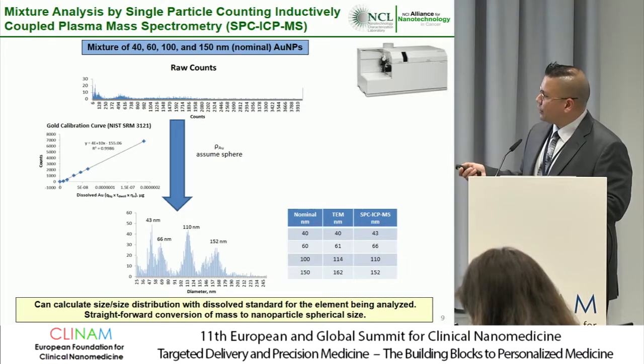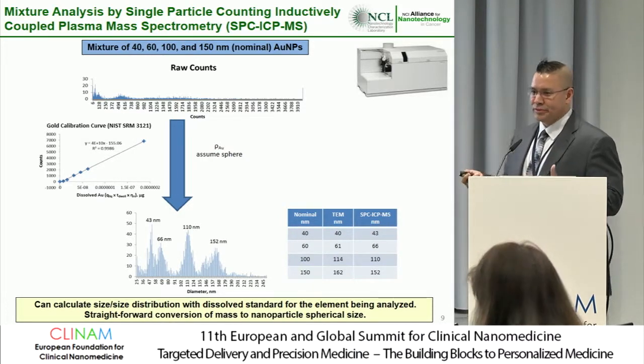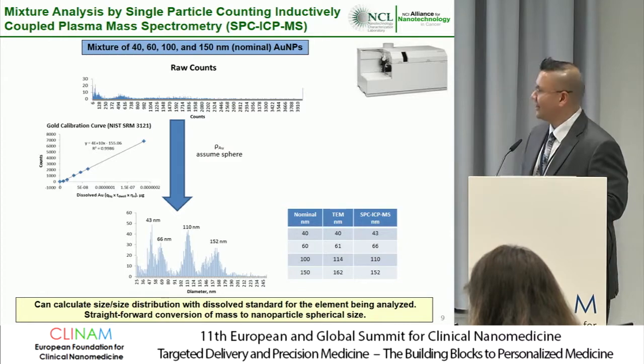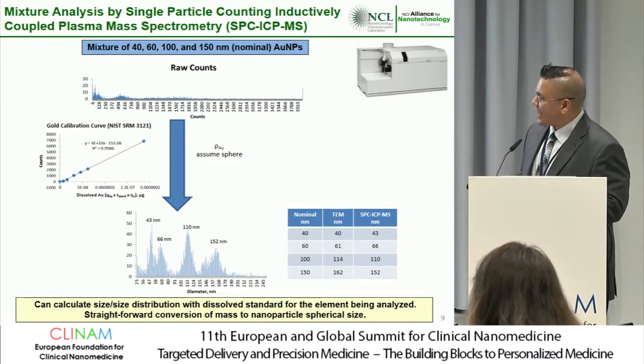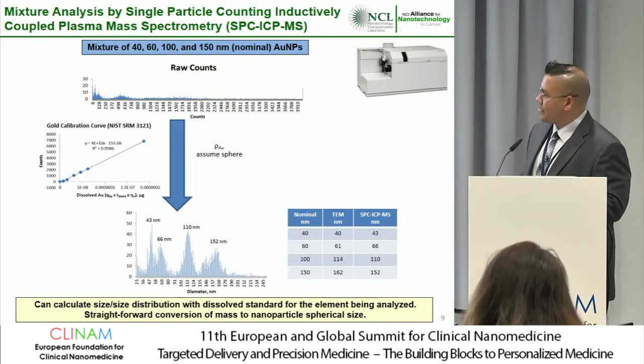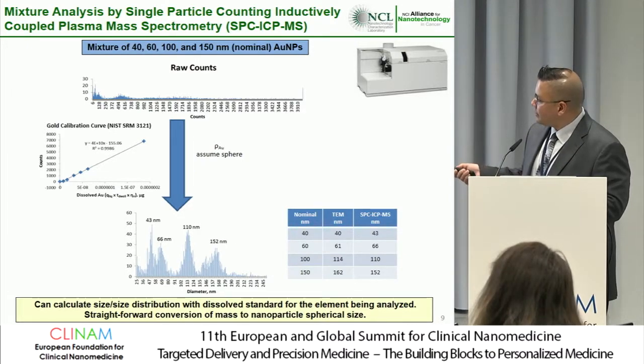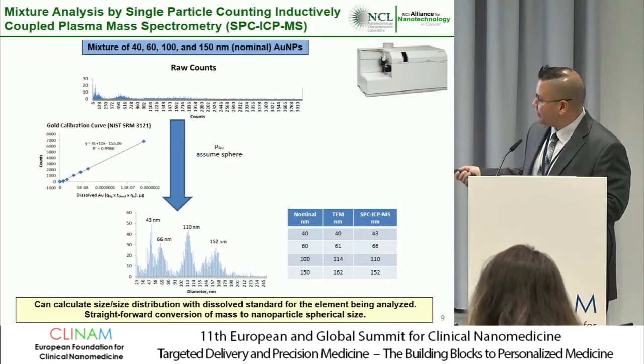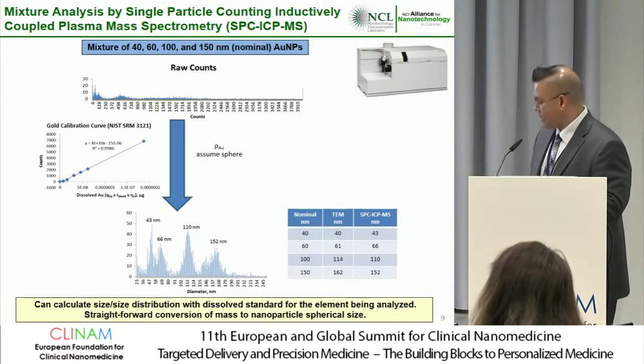Using a calibration curve based off of NIST SRMs, and we assume it's a sphere, of course. Most of our nanoparticles are spheres. We make that assumption. Using this, we can actually back calculate the different size populations in this sample in a single run. And if we compare this against the measured TEM sizes, you see there's actually very good agreement between the 2 methods.